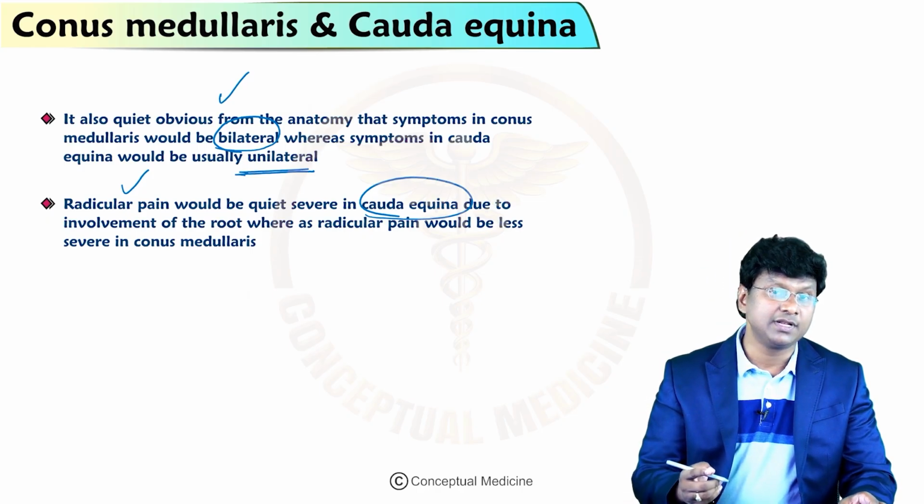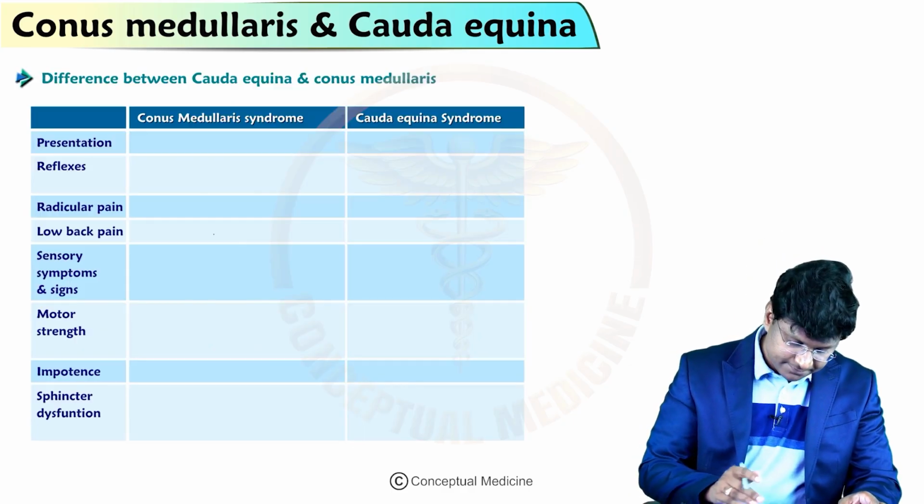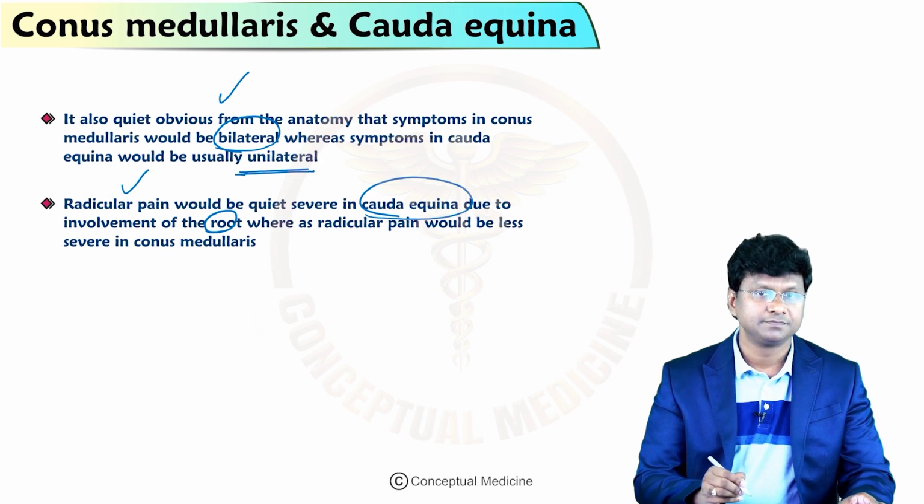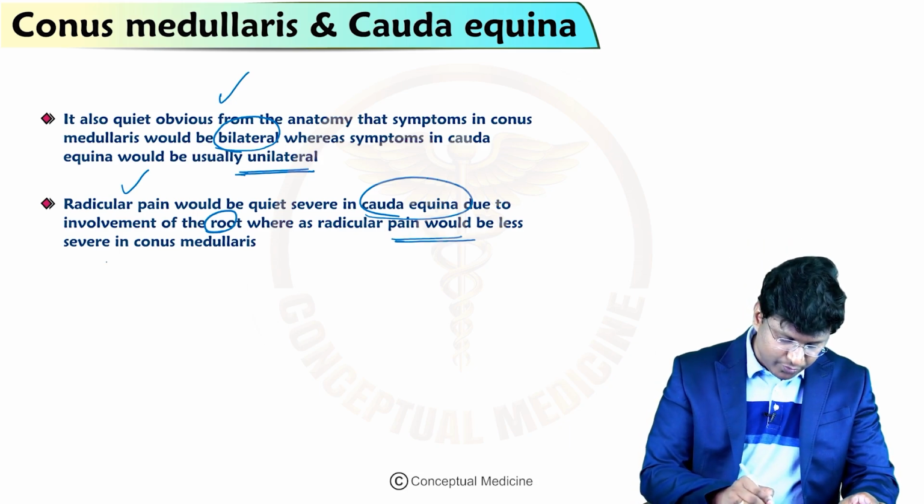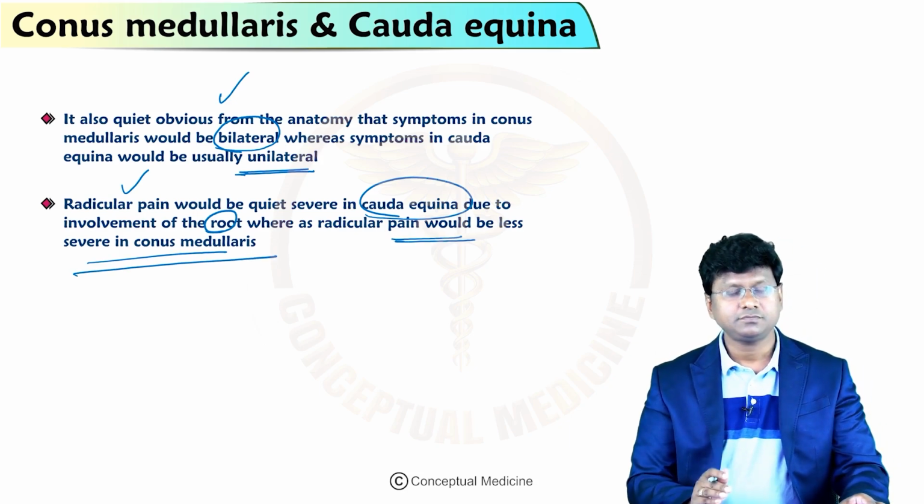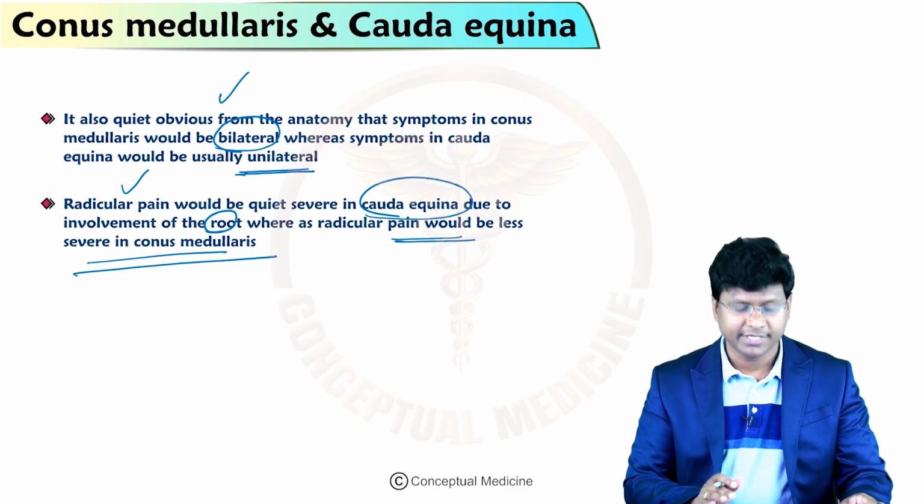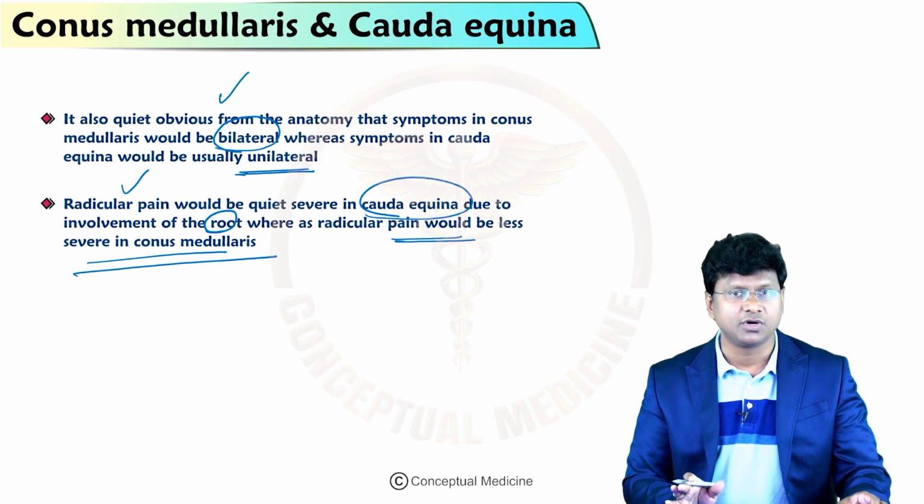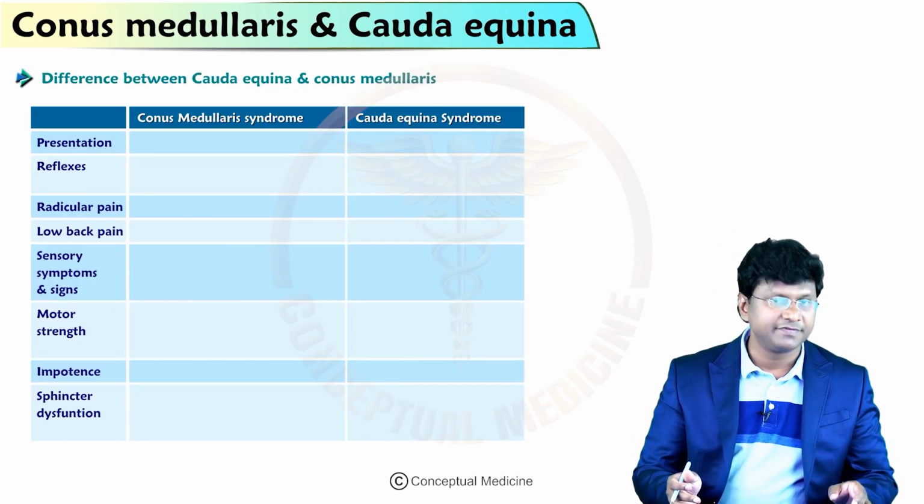And why is that radicular pain? That is due to involvement of the root, right? Whereas radicular pain would be less in case of the conus medullaris. Okay, so these are some of the differences between conus medullaris and cauda equina. Let me just give you a table of differences.